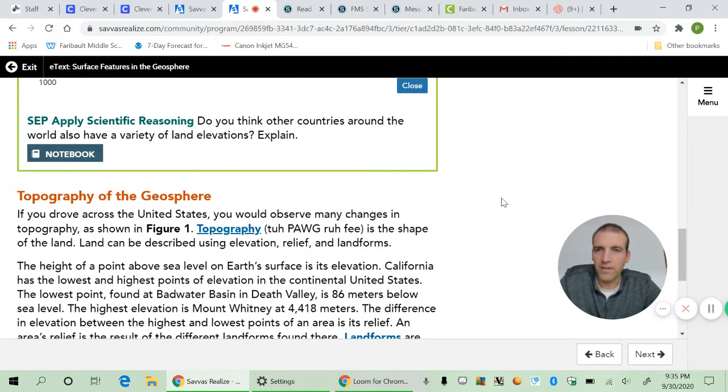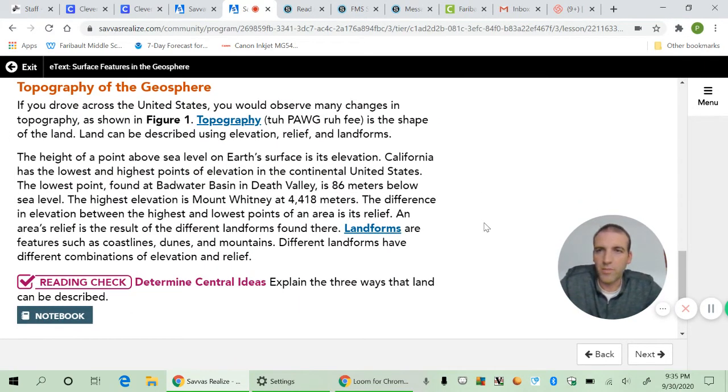Once you're done with that, there's some more information to tell you about the topography of the geosphere and what topography is. It is the shape of the land. So we're talking about elevation, relief, and different landforms.